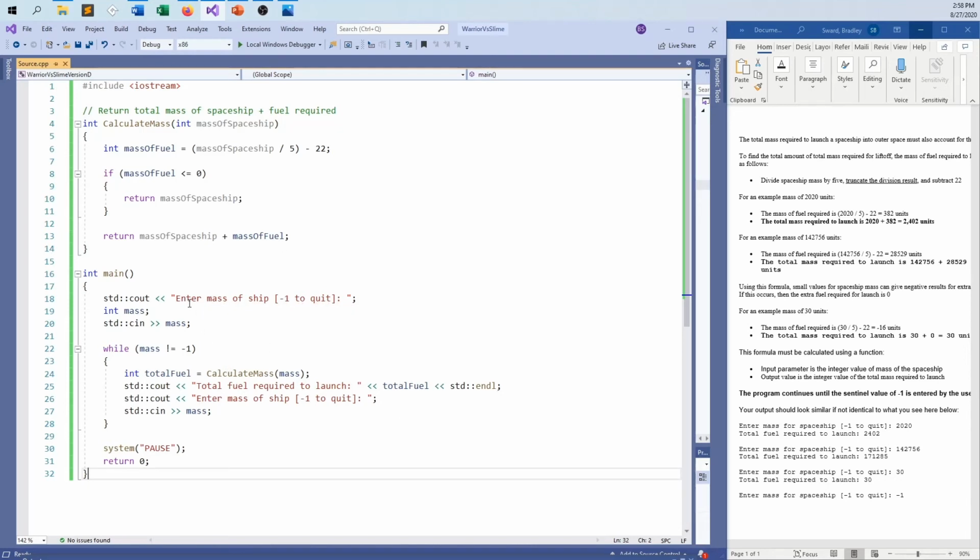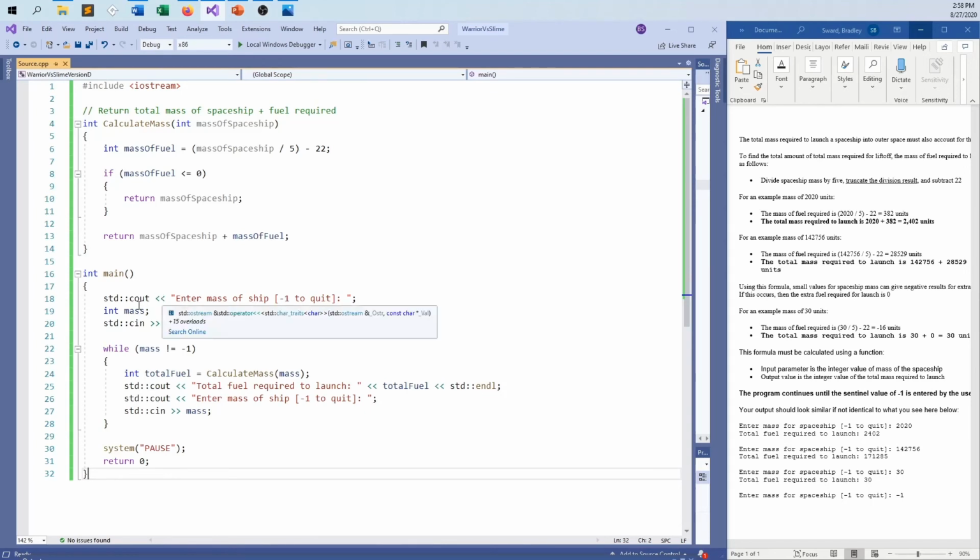So up front here is the priming read, enter the mass of a ship, negative 1 to quit. So if I do put a negative 1 in, it'll fall right out of the while loop immediately and not do anything. And that's what we're expecting to see. So if I put in a negative 1, there's no other output and the program ends. But if I put any other value in, it goes into the while loop, calculates the mass, and it prints out the total fuel required.